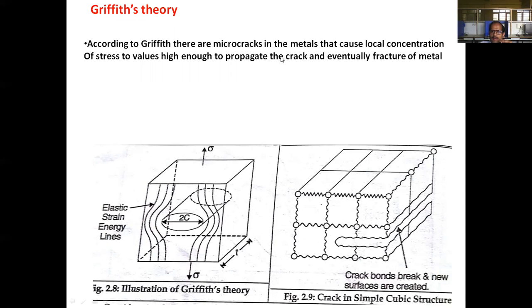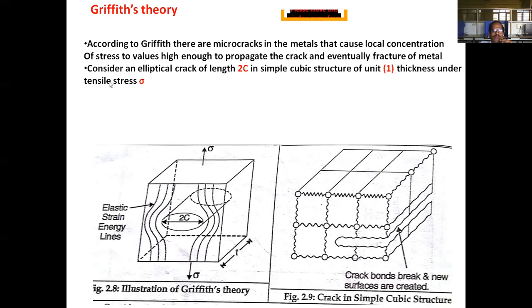That earlier failure of the material is because of the presence of micro cracks. Those micro cracks lead to enhanced local concentration of stress. So stress is doubled or tripled sometimes due to the presence of micro cracks, and the material fails or fractures earlier. So he proposed this model.